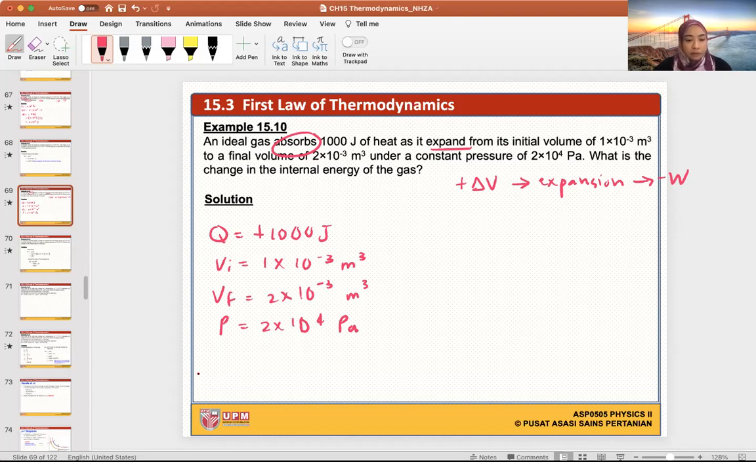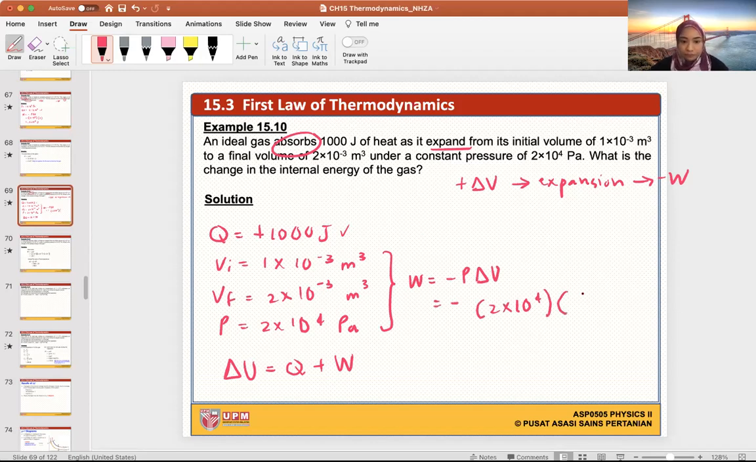So now we are talking about the first law of thermodynamics. It's asking you for delta U. We know that the equation is delta U equals Q plus W. We have Q, but we don't have W, so we need to calculate it using these values. So W is equal to minus P delta V, minus 2 times 10 to the 4. Delta V, everything is in SI unit, so that's good. 2 times 10 to the minus 3, so 2 minus 1, it's just 1 times 10 to the minus 3.